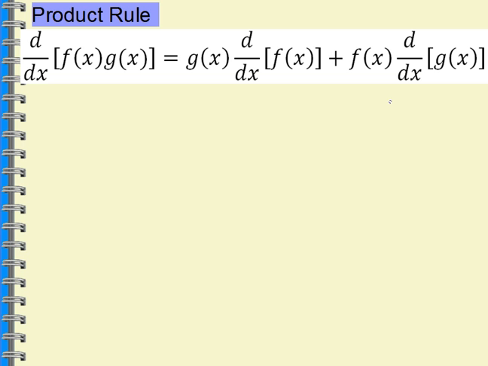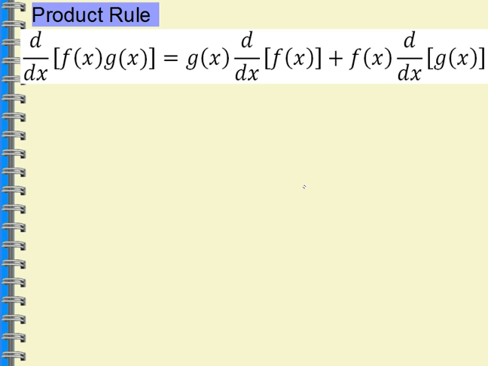Now, your book actually has this reversed. It has this term, the f of x times dg of x dx, listed first. It doesn't really matter because of the commutative property of addition. I chose to list it this way because of the rule that's coming after this, so that way they're in the same type of format. Either way you write it, whether you have the g of x listed first or the f of x listed first, it doesn't matter. They're still the same thing.